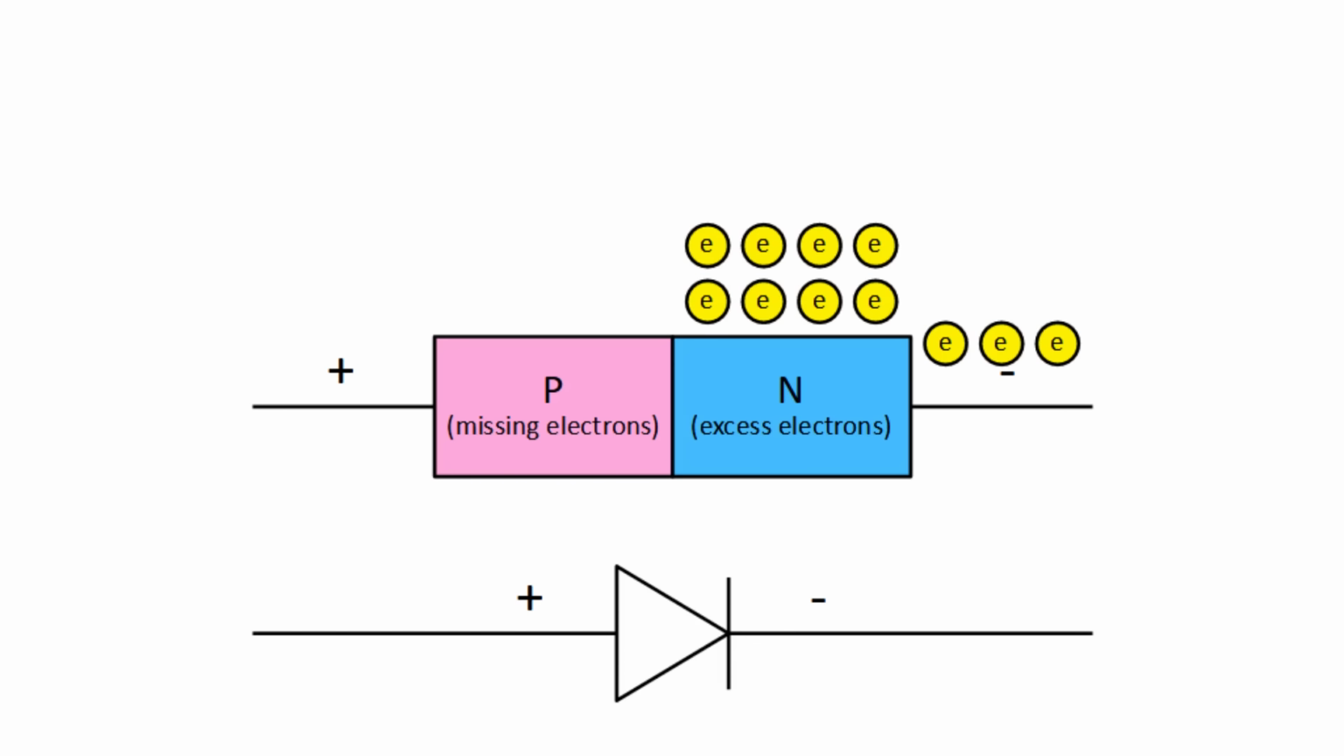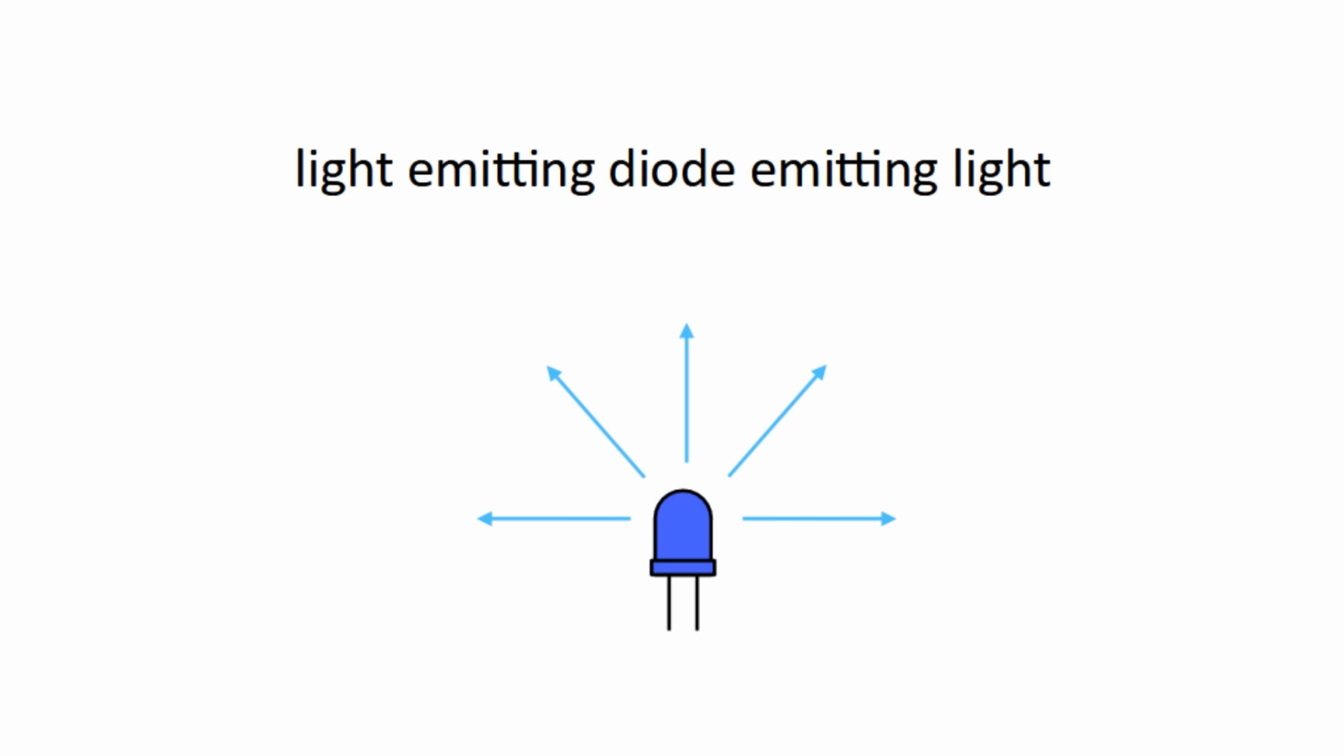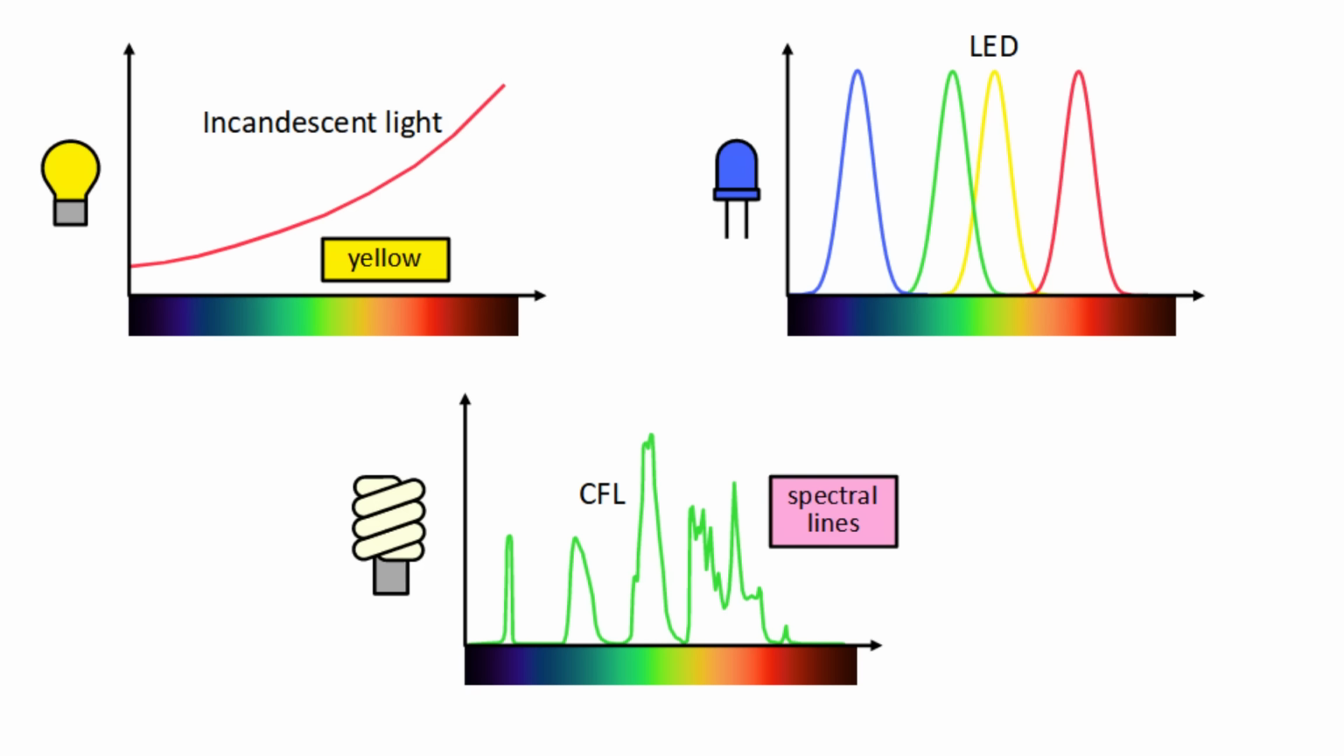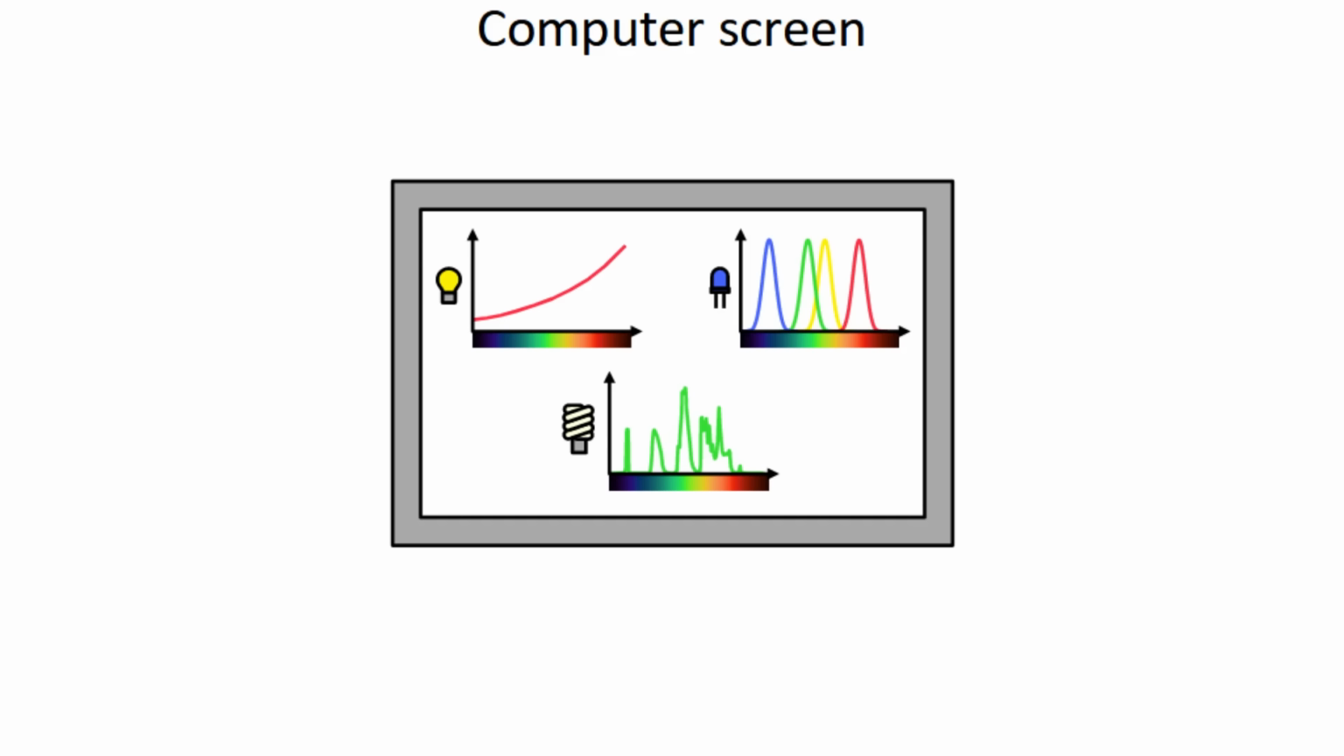The current gives a constant supply of new electrons, which results in the light-emitting diode emitting light. So let's compare the emission spectra of the 3 different light sources. You can see that incandescent lights produce a very smooth emission spectrum, so they pretty much only come in yellow. The emission spectrum of CFLs indicates where you would find spectral lines, and then LEDs are able to specialize in specific wavelengths.